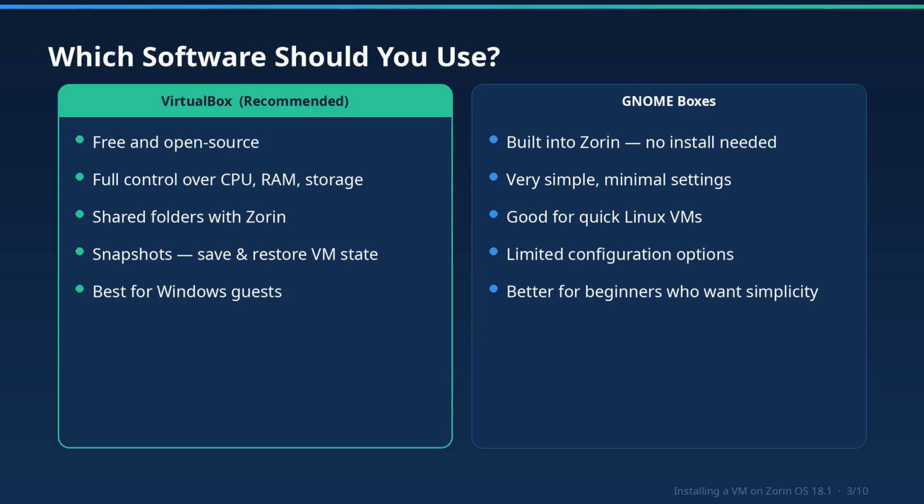For this guide, we'll be using VirtualBox. It's free, open source, and works great on Zorin OS. The other popular option is GNOME Boxes, which is simpler but less powerful. VirtualBox is the better choice if you want full control over your virtual machine settings and plan to run Windows or other Linux distributions inside Zorin. We'll cover both briefly, but focus on VirtualBox for the main walkthrough.